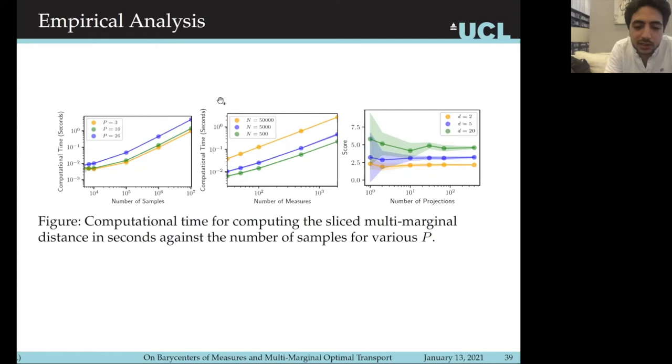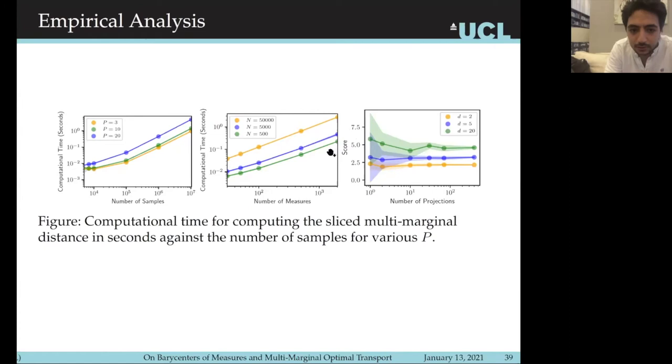The other thing is here we show that it's indeed linear in the number of measures. So here we go up to 2,000 measures, sorry, and up to 50,000 samples. And so for 50,000 samples and 2,000 measures, it takes like 6 seconds. So that's also quite fast.